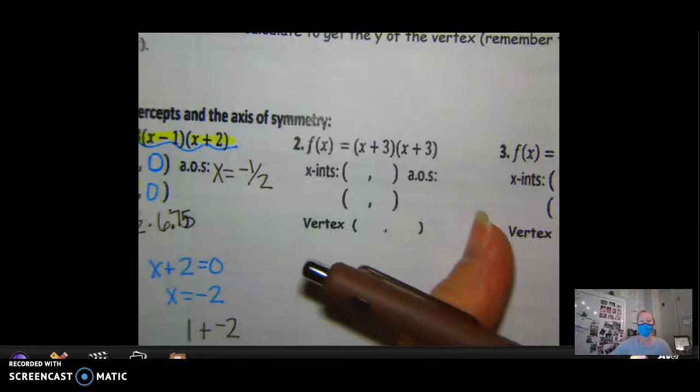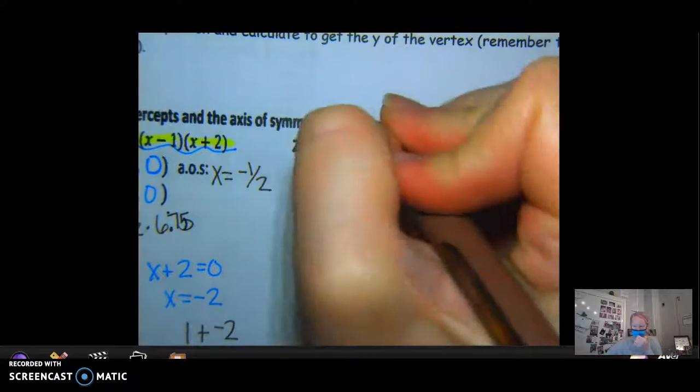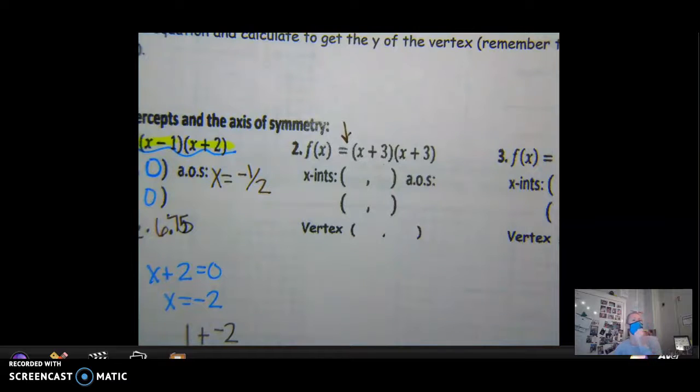All right, let's look at number 2. What's my A value here? 1. So should this guy be going up or down? Should be going up. So does it have a max or a min? Min. Okay.